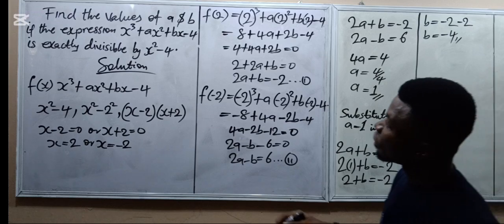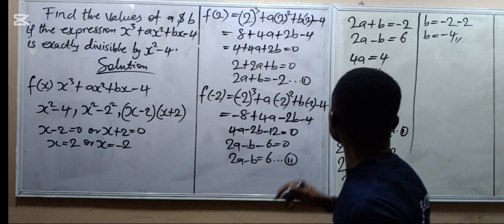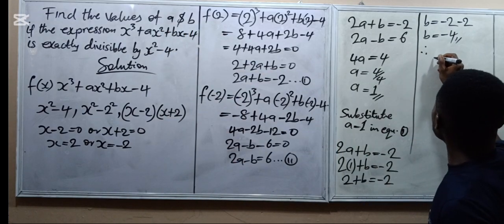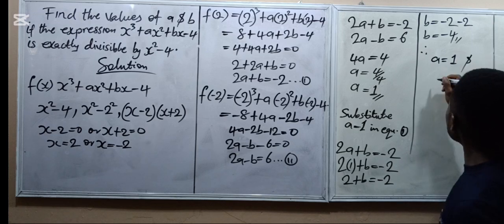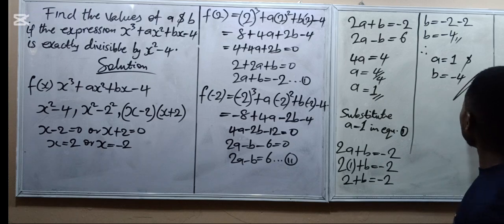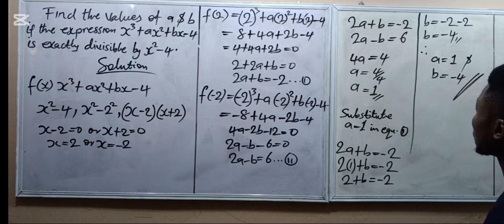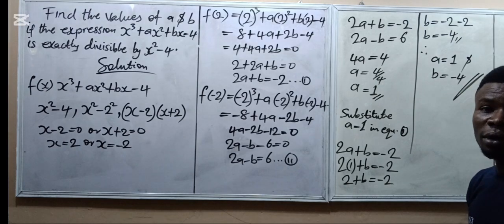So we've gotten the values of a and b. Therefore, a is equal to 1 and b is equal to minus 4. So, finish.